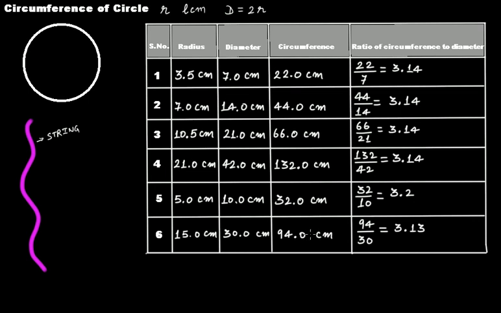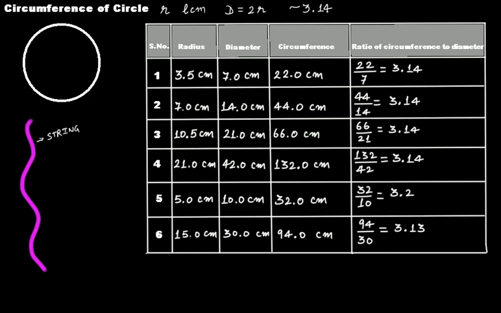If we proceed on and take different values and record the data like this, then you can notice one thing. Every time you calculate the ratio of circumference to diameter, it is mostly coming as 3.14. Here it is 3.14, here 3.14, 3.14, 3.2 and 3.13. Mostly it's coming around 3.14.